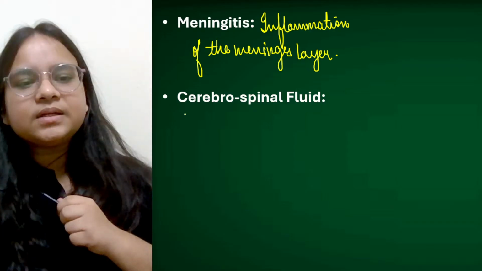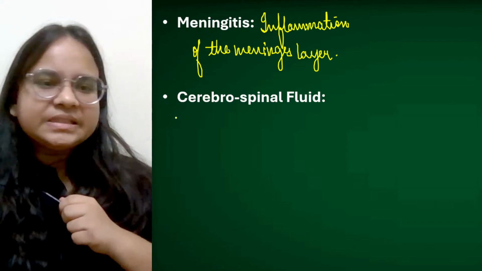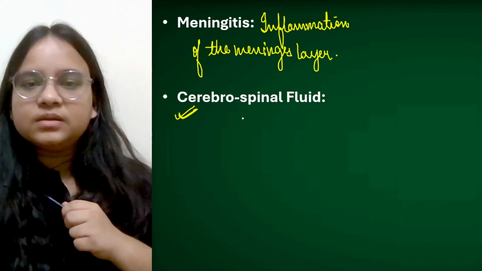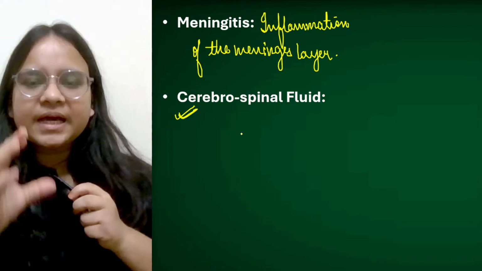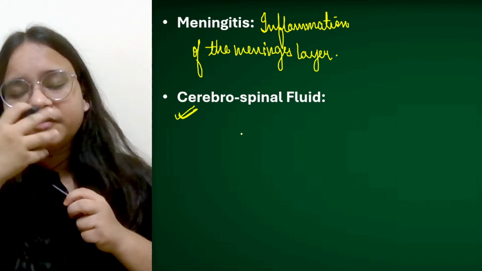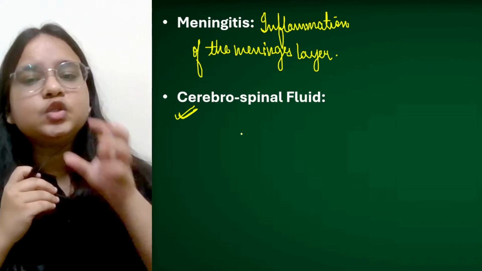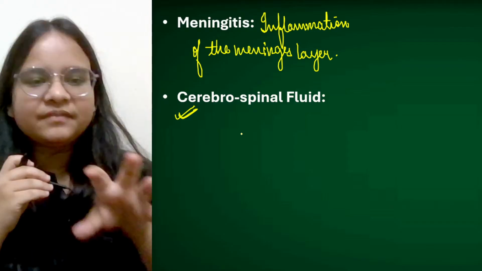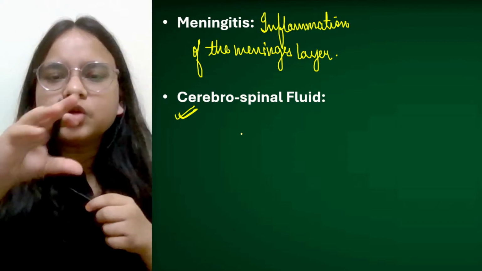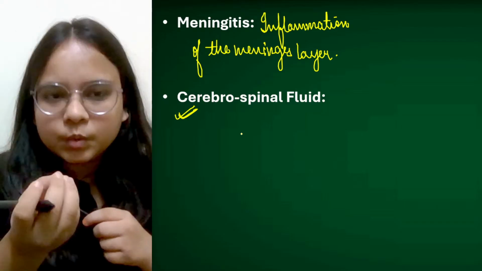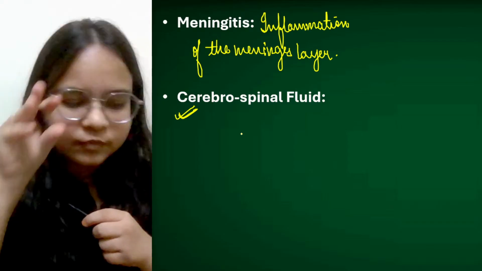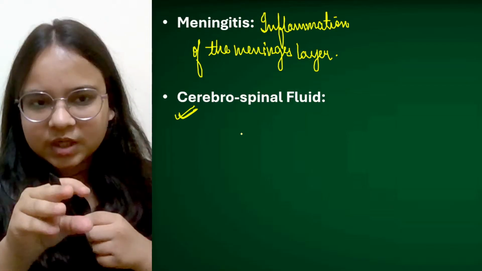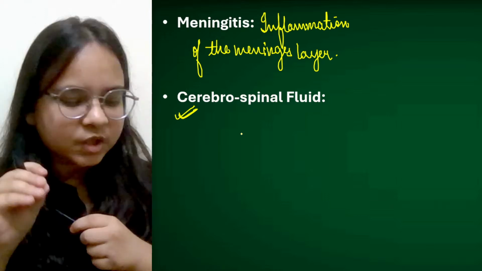Now there is another term, cerebrospinal fluid. This is a special kind of fluid present inside the ventricles of the brain. What are ventricles? Inside our brain there are a few hollow spaces, and those hollow spaces are called ventricles. A fluid fills up those hollow spaces, and that is called cerebrospinal fluid.